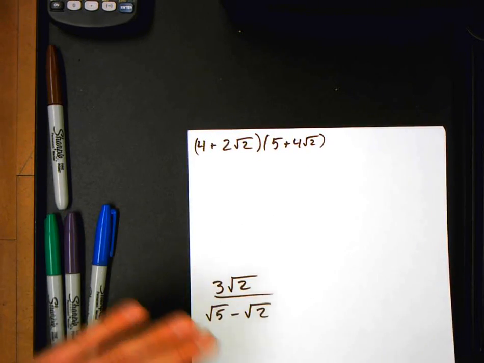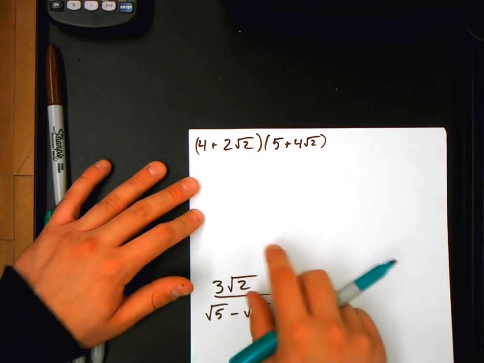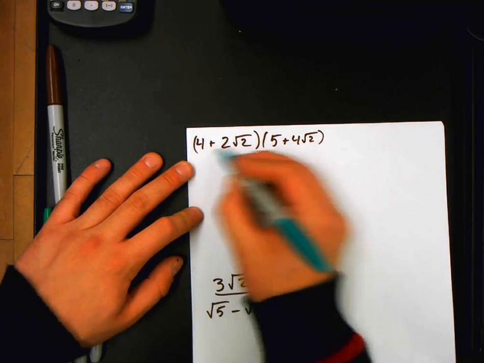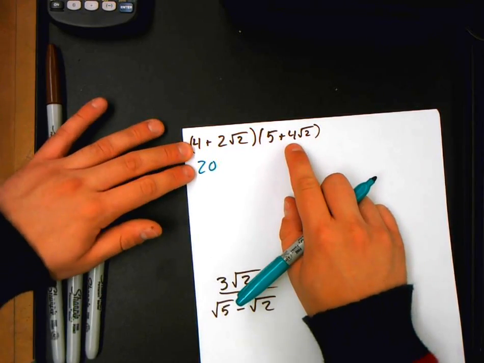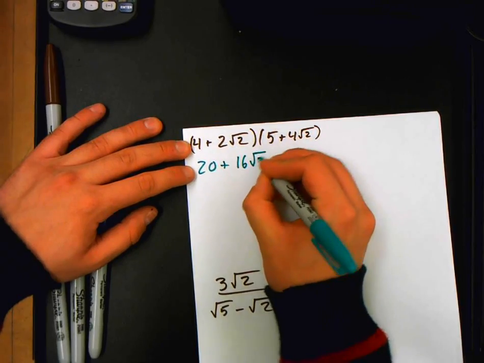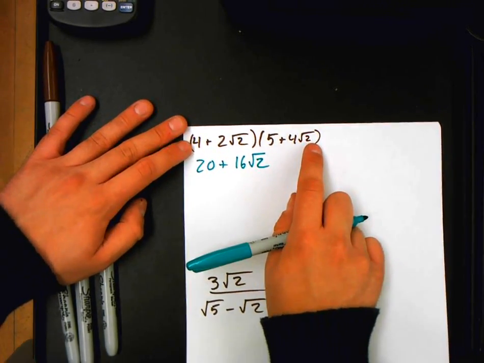This next one, we have a binomial expression being multiplied with another binomial expression. So what we have to do is FOIL them out. The first two being multiplied, 4 times 5 is 20. The outsides, 4 times 4 square root of 2 is 16 square root of 2. You multiply the coefficients and you leave your radical exactly how it is.